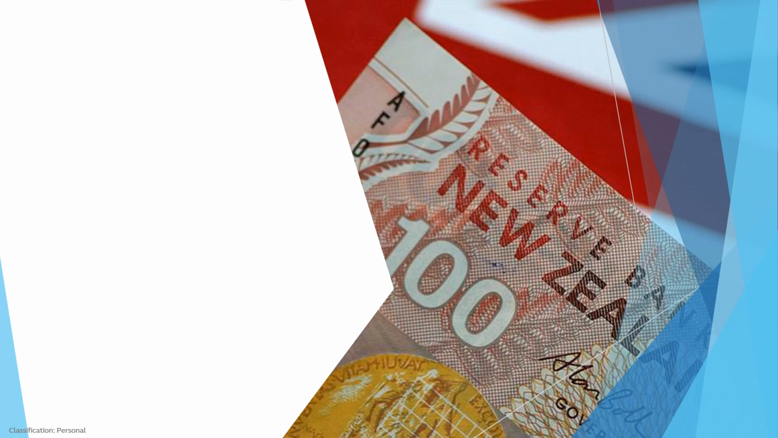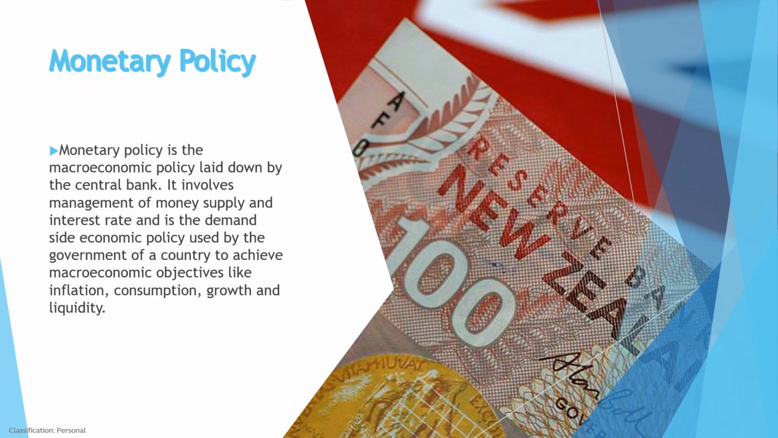Now let's look at what monetary policy is. Monetary policy is the macroeconomic policy laid down by the central bank. It involves management of money supply and interest rate and is the demand side of economic policy used by the government of a country to achieve macroeconomic objectives like inflation, consumption, growth, and liquidity.